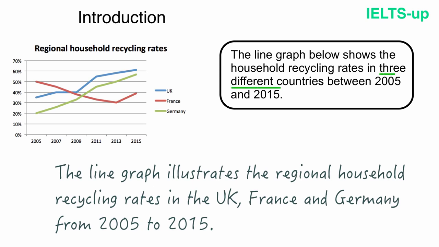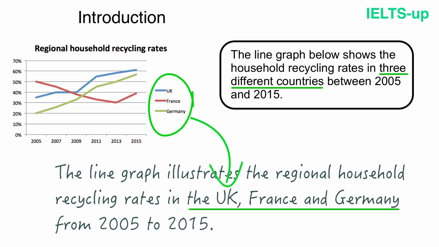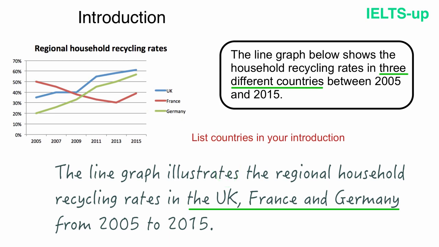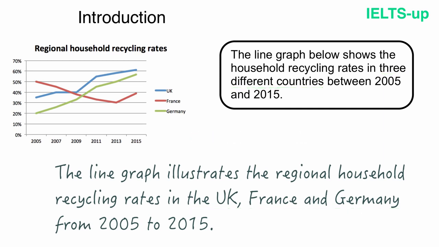Instead of simply saying 3 countries, I give the specific names. I say the UK, France, and Germany. And it's a very good technique to give the names, as you should be very specific when introducing the graph. So, always try to list countries in your introduction. Finally, we have a time period, which you should always give when it's possible. So, I changed the phrase between 2005 and 2015 to from 2005 to 2015.